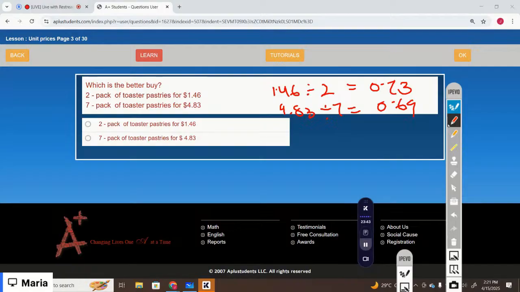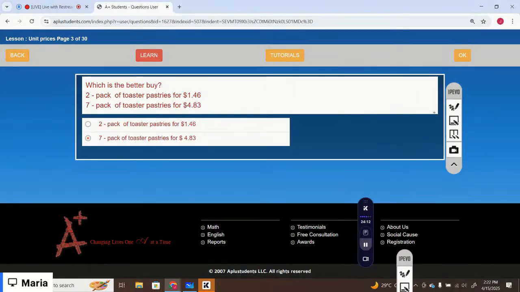So which is better buy? The one that has the lower price for the one pack is the better buy. So which is the correct option? Option number two is the correct option. That is seven pack of toaster pastries for $4.83. Option number two is the correct option.